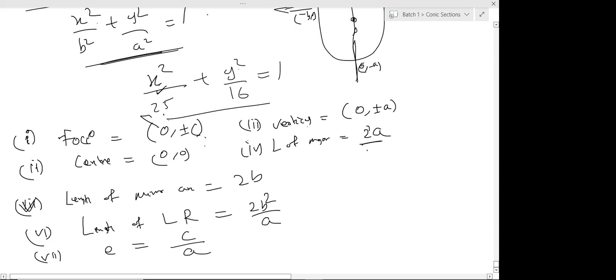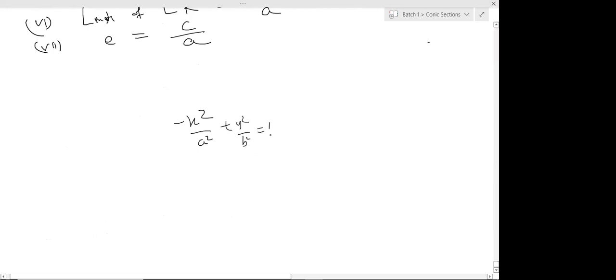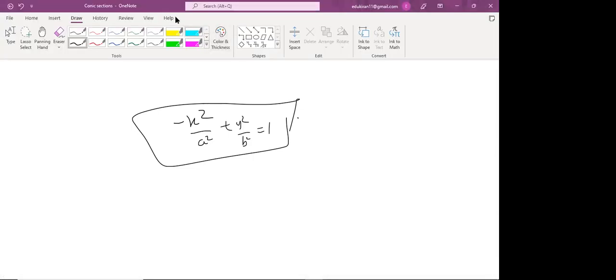Can we consider minus x square upon a square plus y square upon b square? No, this is not the equation of an ellipse. Actually, when you read hyperbola, you'll get to know why.